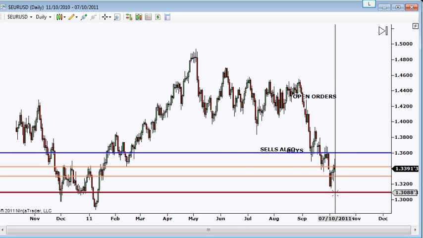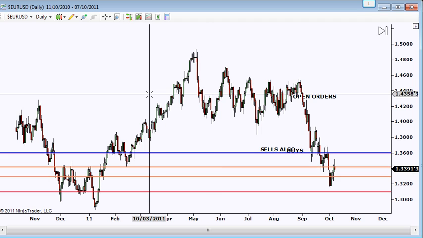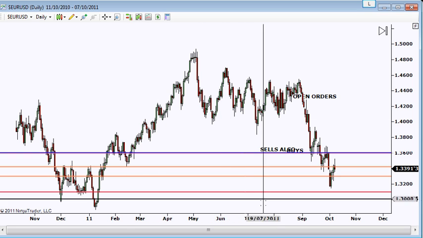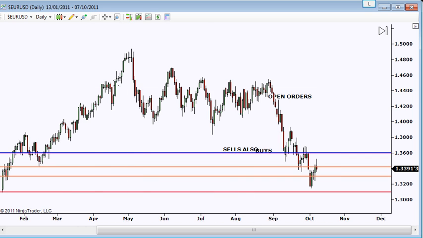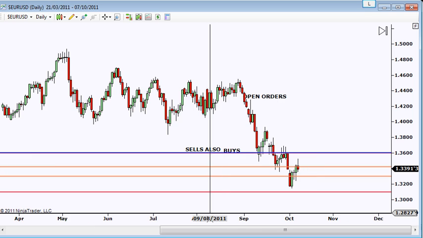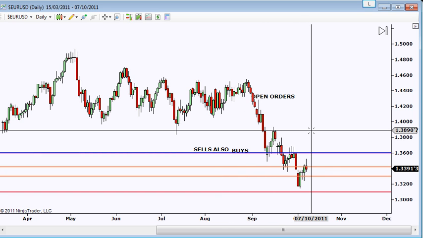So will this work out? Who knows? But what it will do is allow you to kind of sit back and go, okay, this is what I've marked off. This is where a lot of traders from Oanda are looking at taking orders, taking positions. Are they going to work out? And if not, why didn't it work out?